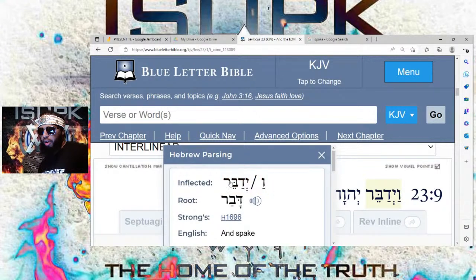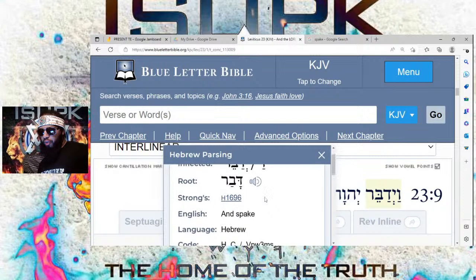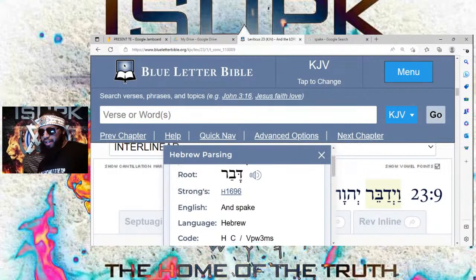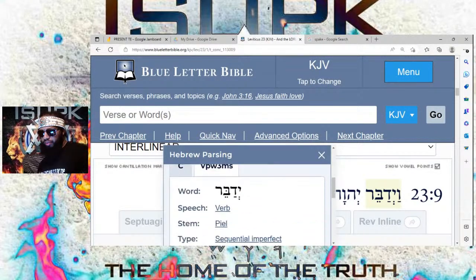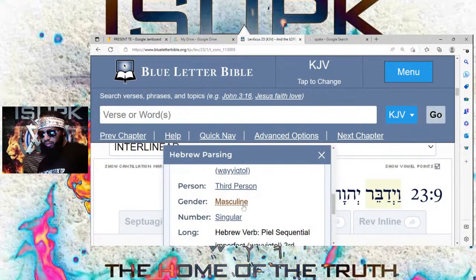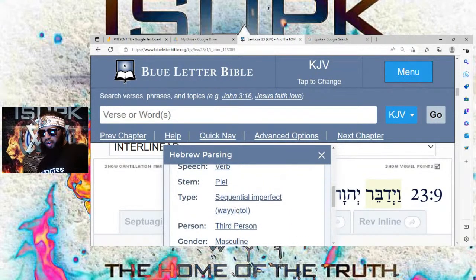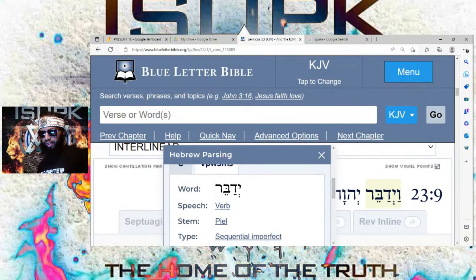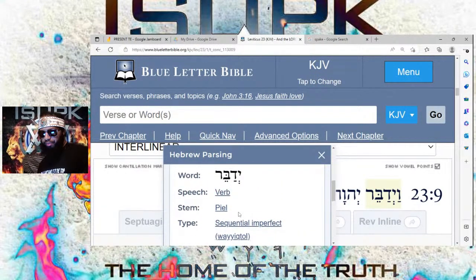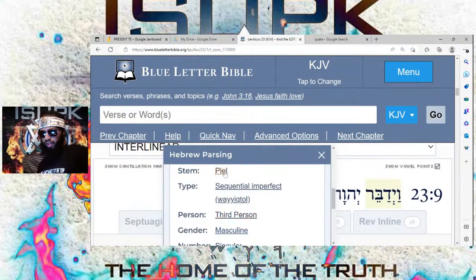Then you have Ya Dabar. That Ya Dabar itself is used to let you know that it's saying the Lord spoke, meaning this is in the past tense. If you go down here, it tells you Yadabar is the verb. It's in Piel.